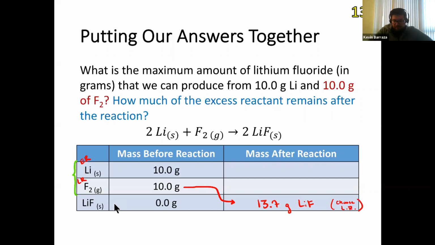Then what did we do? We use the LR in all subsequent calculations. The LR was what we used to figure out that there was 3.652 grams of Li used. And from subtraction, we determined that that meant 6.3 grams of Li left over.